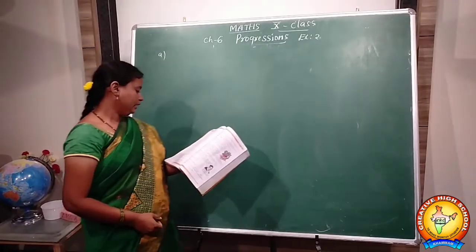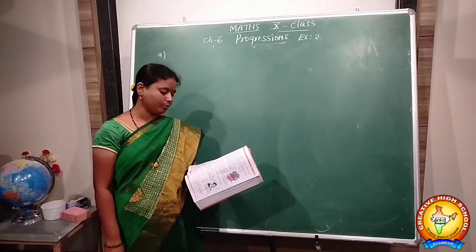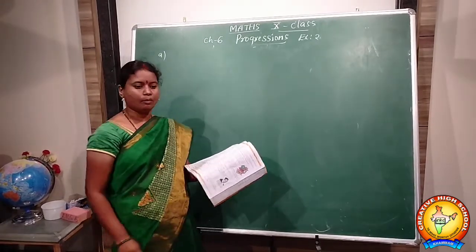See here, the 17th term of an AP exceeds its 10th term by 7. Then find the common difference.